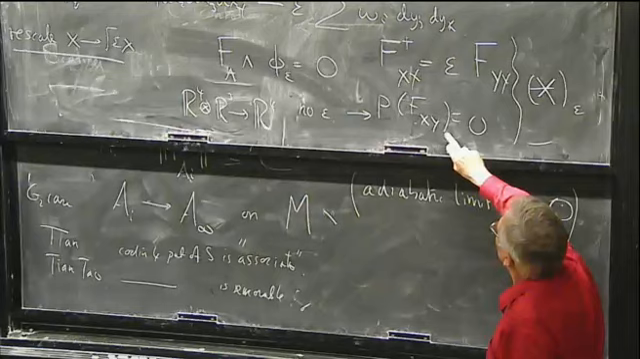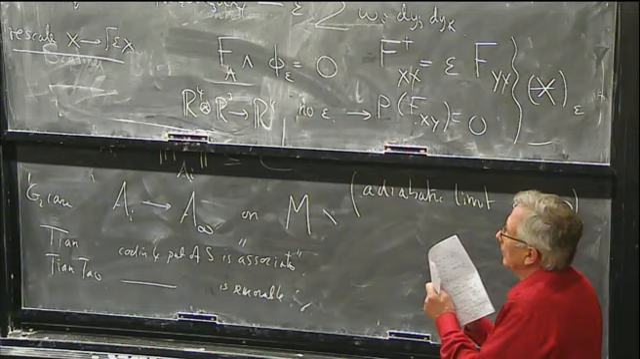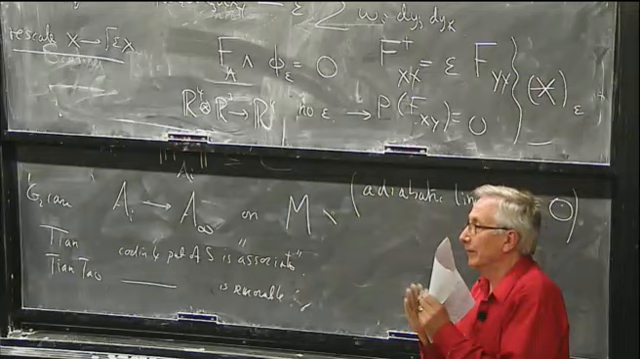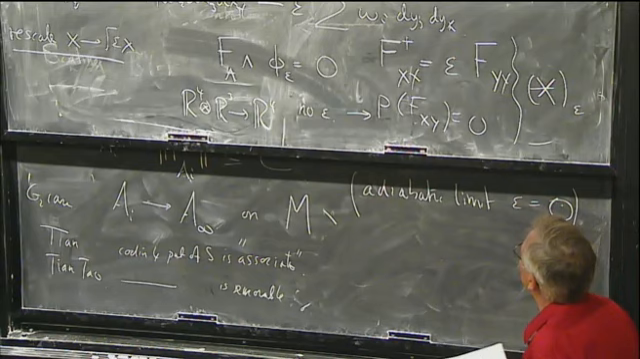Well, that's true. But if you think of using parallel transport in the y direction to identify the fibers, then F_xy becomes the derivative of the connection under that identification. But let's not get into that, time will run out.